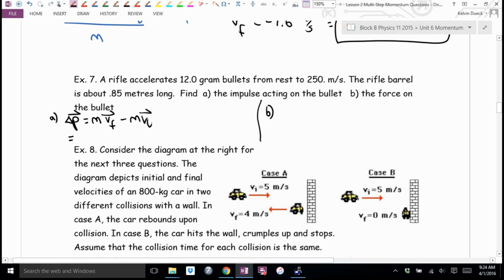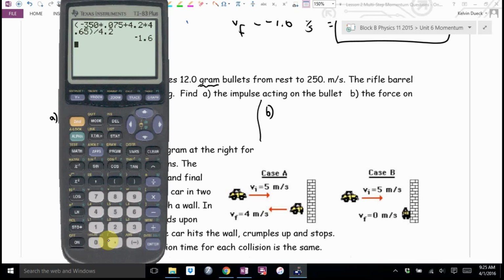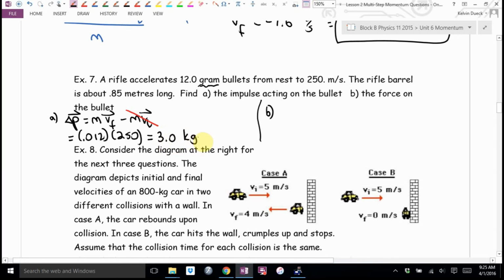What's the mass of this bullet? Braden, my friend, and be careful, it's not 12. So what is that in kilograms? Don't tell me the bullet's 12 kilograms. That's a cannon. How do I go from grams to kilograms? It's divided by 1,000. So I think 0.012 times 250. Oh, Braden, look up. Why can I do that? Yeah, rest. Okay. Yay. 0.012 times 250. 3 kilogram meters per second.